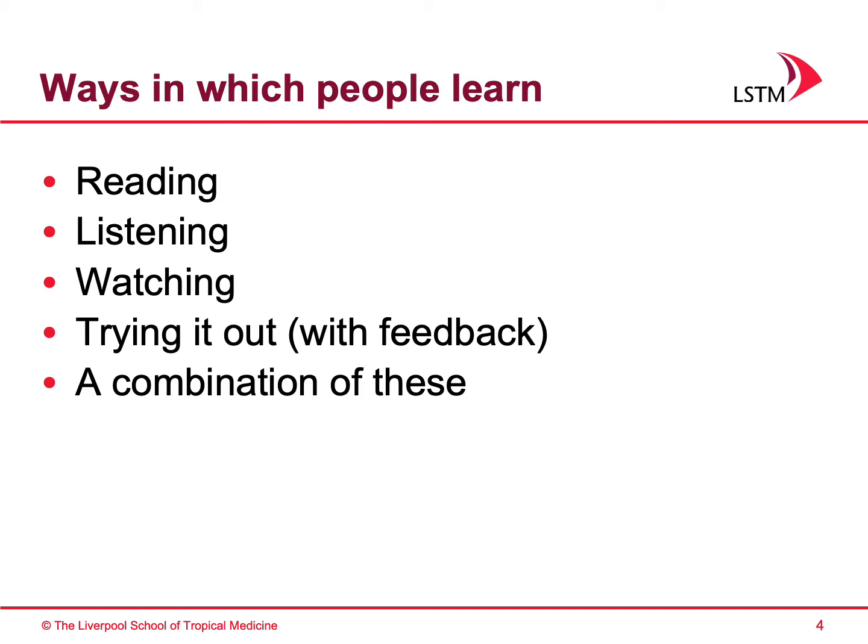So what are the ways in which people learn? Well, we can learn by reading, listening, watching, or trying something out with somebody giving us feedback as we go along, or by a combination of these, and we all learn better by different methods. For me, for example, if I was learning a new skill on the computer, I would need to try it out with somebody giving me feedback. Just reading about it wouldn't be sufficient. I'd need to actually try it for myself. It might not be the same for you.